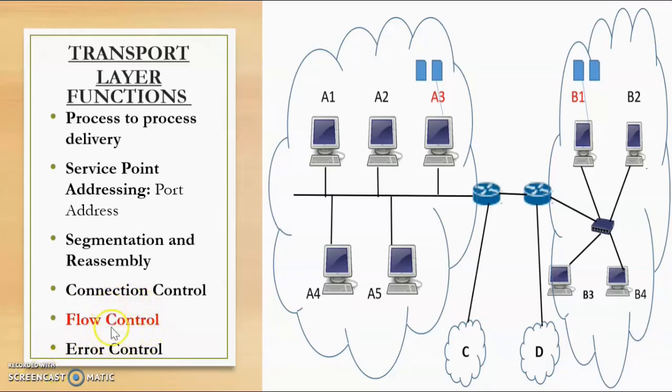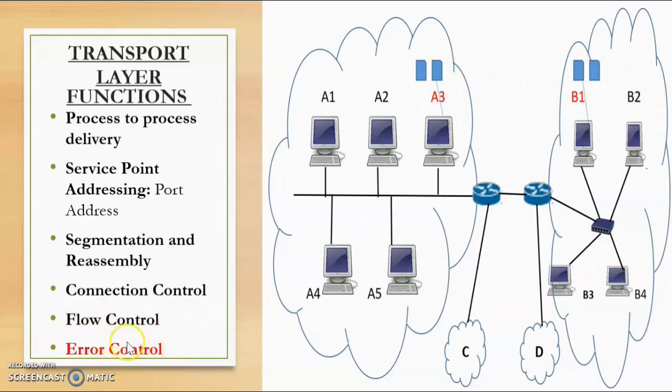Now this flow control we have already discussed in the previous video. That is, flow control mechanism is even applied at the data link layer. But at the data link layer, flow control is from hop to hop. But in transport layer, flow control is from end to end or process to process.